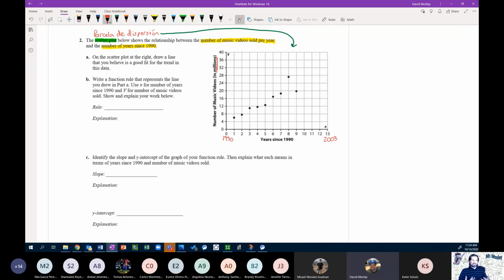Before we can use this, we need to understand the graph. So this is years since 1990. We have 1990 is 0. 2003 is 13. Okay. Have any questions so far?